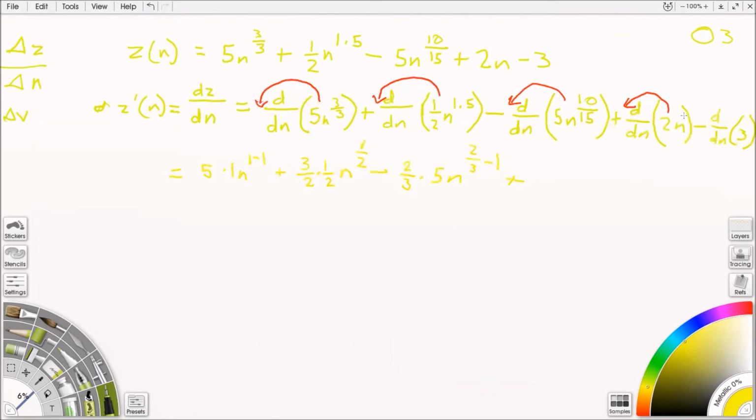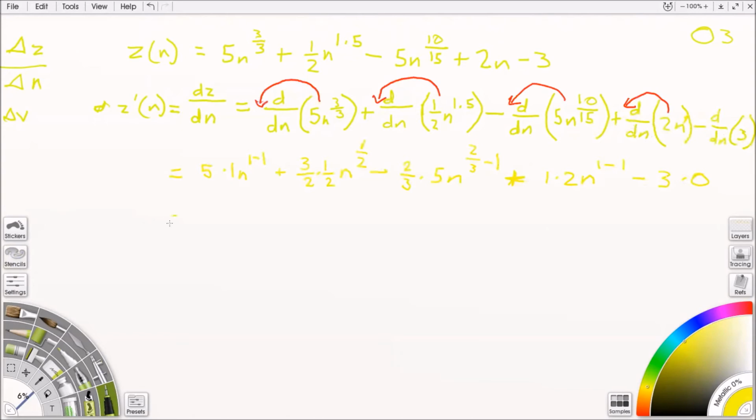Now, 2n, remember how there's the magical secret 1 there? If there's 2n and n doesn't have an exponent, there's actually just a 1 there. It's just we don't bother writing it usually. So that's a plus. The 1 comes down, so it's 1 times 2, n to the 1 minus 1. And then we subtract for here, since there's no n at all, we times 3 by 0.